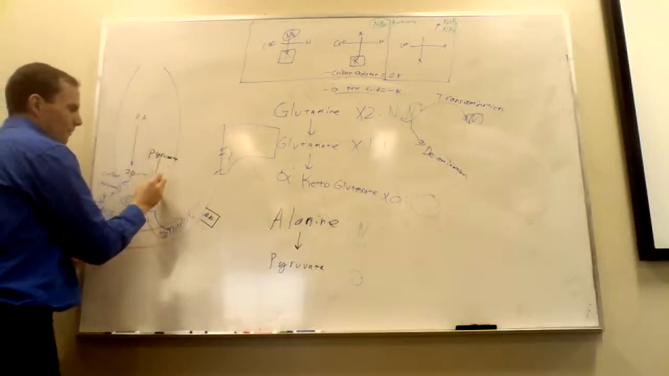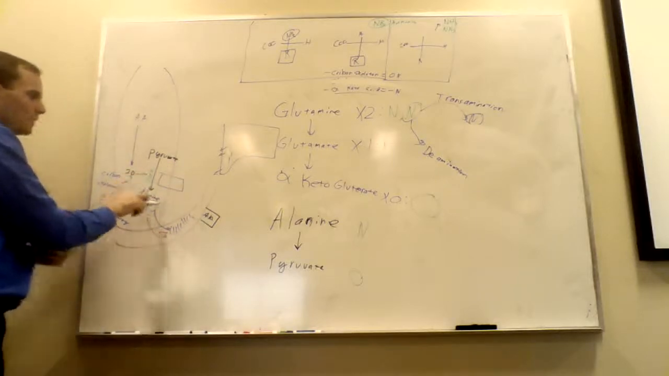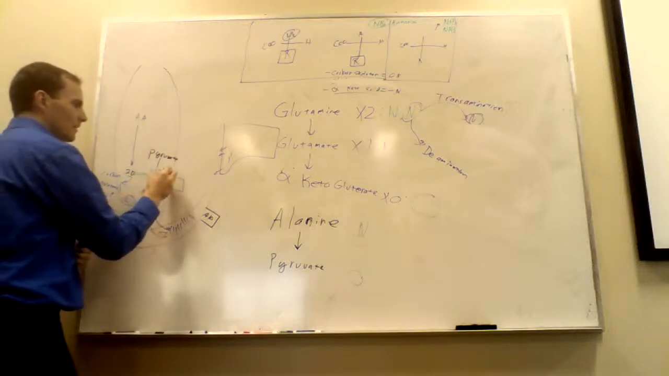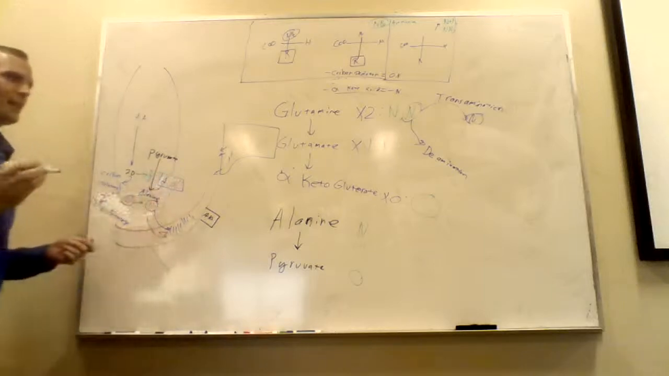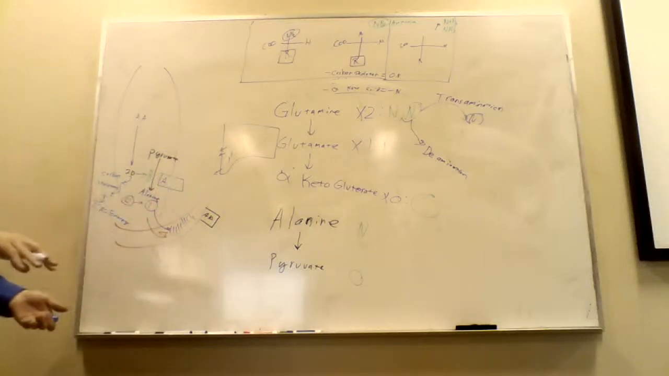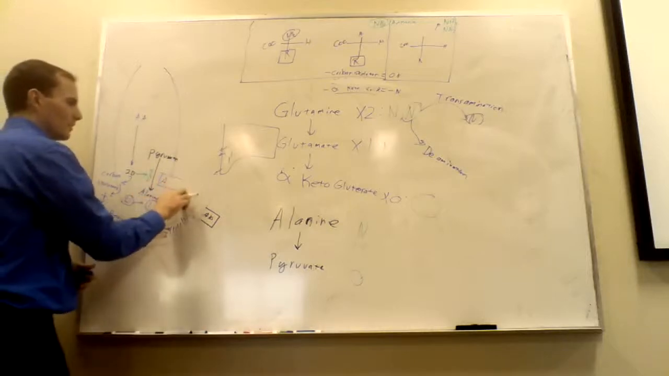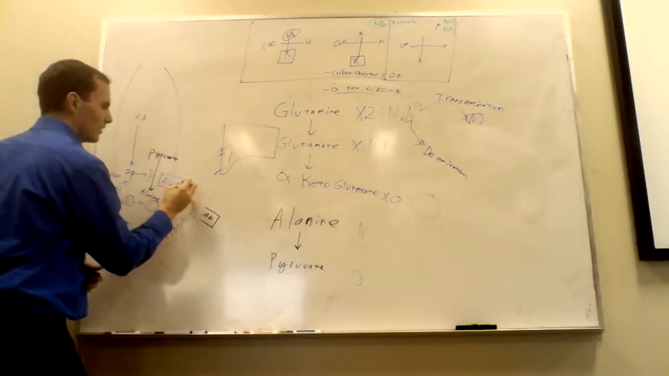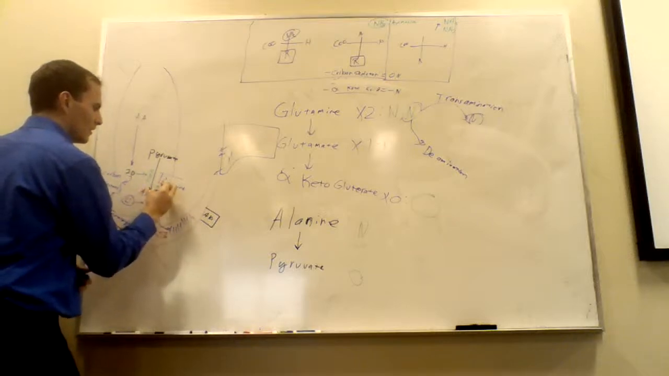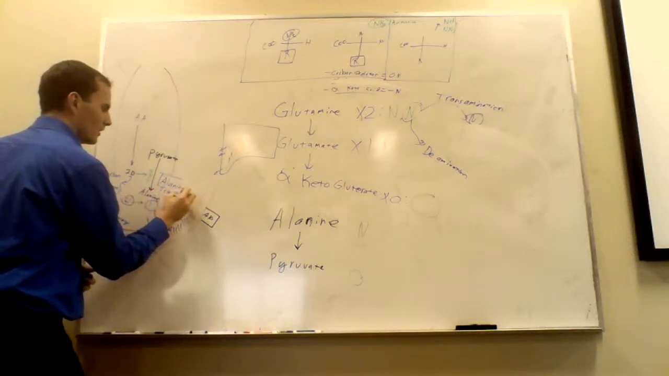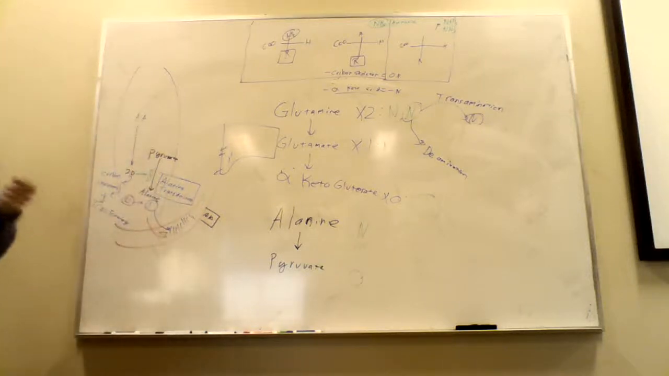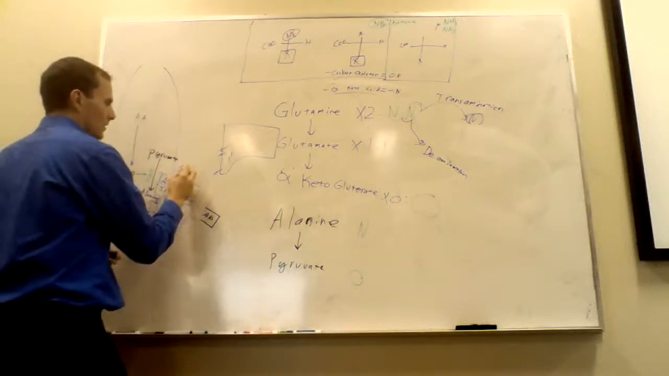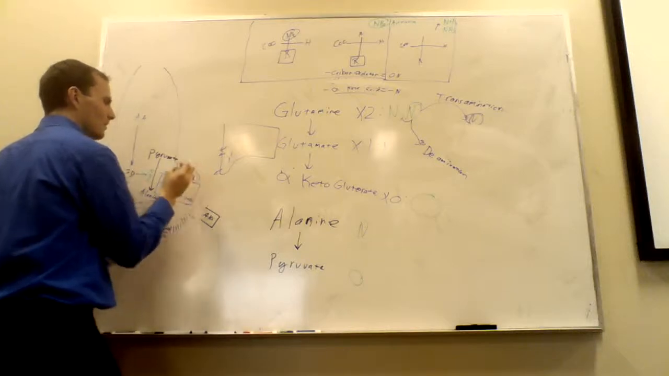The enzyme that takes the nitrogens and puts them onto alanine is alanine transaminase, because that's what it's doing. It's transaminating into alanine. You'll frequently see this shortened into ALA. Same thing.